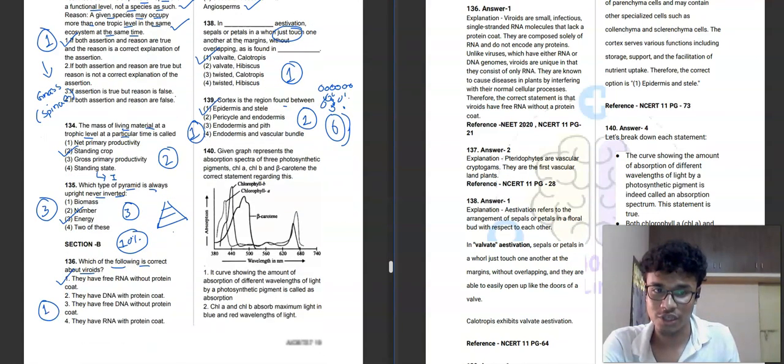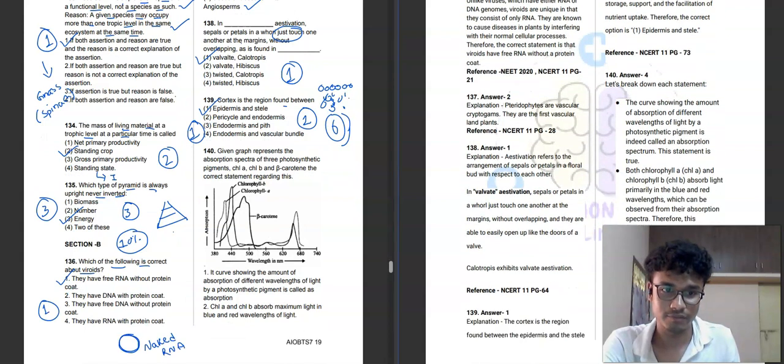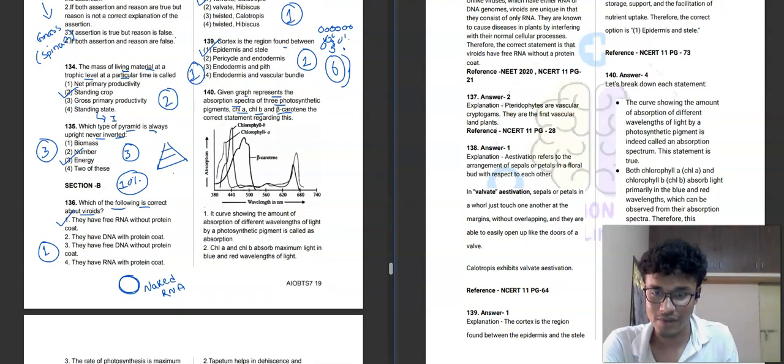Moving towards the next question, 140. This is one of the popular questions. This is a PYQ based question. This comes several times in previous years. The given graph represents the absorption spectra of three photosynthetic pigments, chlorophyll A, chlorophyll B, and beta carotene. Select the correct statement regarding this. Therefore, we can see this graph is given.